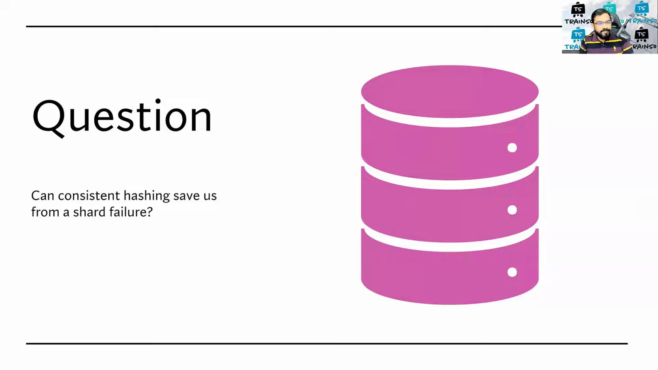And the second question is, can a consistent hashing approach save us from a shard failure? I'm assuming you attended the previous session and you have all the knowledge about hashing, simple hashing, consistent hashing, and how they are used in the real world for load balancing. If not, and if you are watching it over YouTube, then you can pause and go and watch it, and then you can come back, answer it, and then proceed.